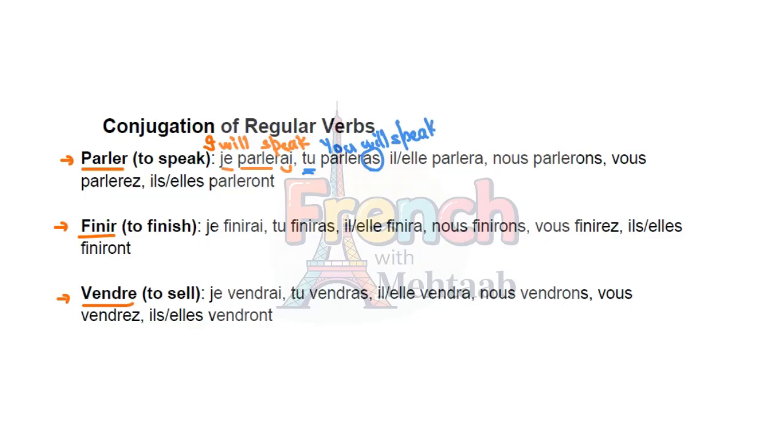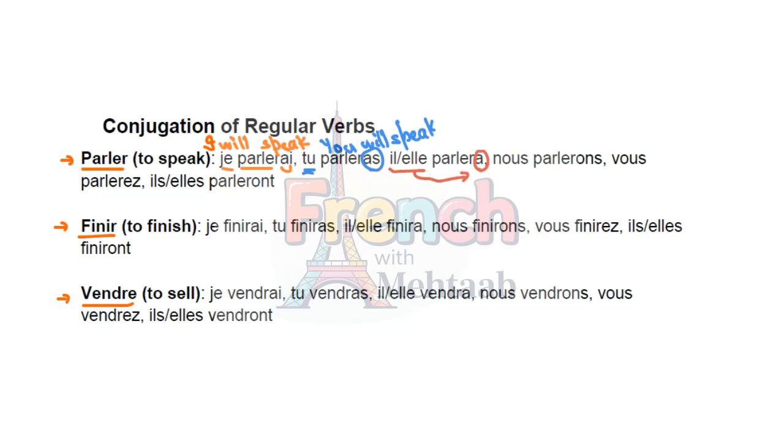Then, for conjugating the verb with il or elle, we simply take the er ending verb, if it is in the regular form. Here we are talking only about regular verbs. We simply add a at the end of the verb, so we pronounce it as parlera. Il parlera means he will speak. Elle parlera means she will speak. So when the subject is il or elle, the ending would be a. Simply we are adding the ending to the infinitive form of the verb.